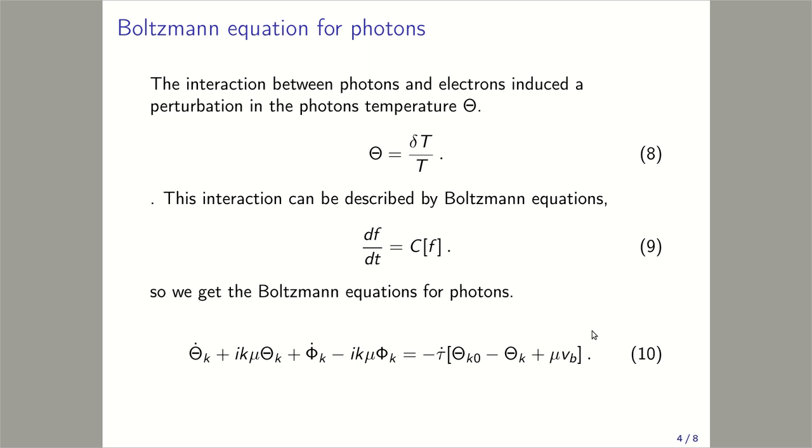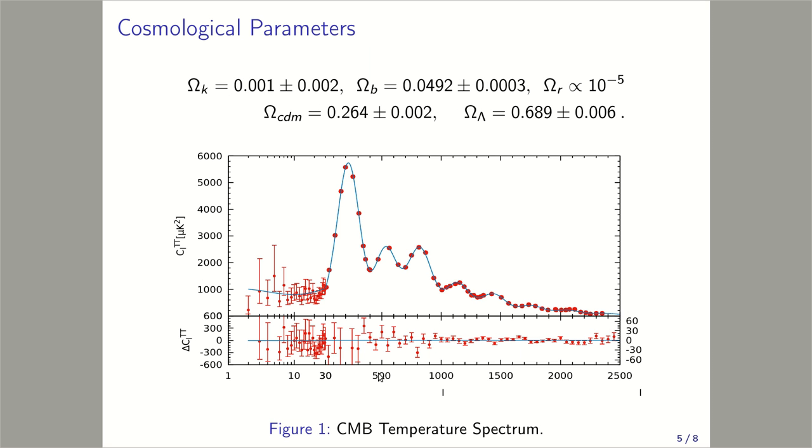So, we can solve this equation, equation 10, with a software called CLASS, which means Cosmic Linear Anisotropic Solving System. To solve this equation, we need to set the cosmological parameters. So, in order to fit the data from the Planck collaboration 2018, I set the cosmological parameters. So I found that the density parameter of curvature is around zero. That means the universe is flat on large scales.